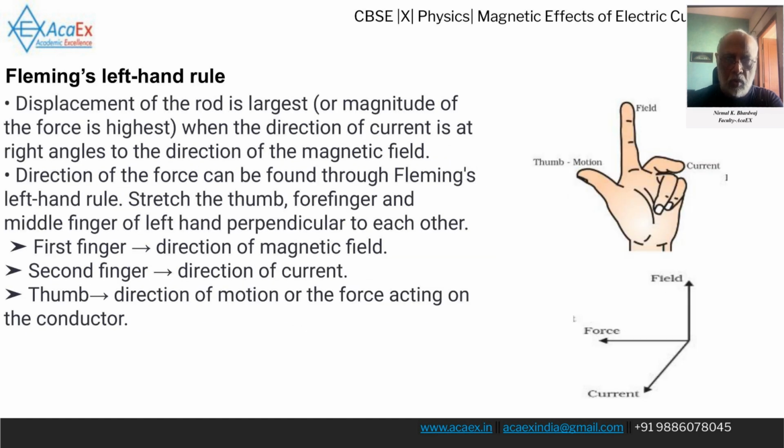Fleming's left-hand rule. Fleming's left-hand rule is used to find the direction of the force on a current-carrying conductor in a magnetic field. To apply the rule, stretch the thumb, forefinger, and middle finger of your left hand so they are perpendicular to each other. The forefinger points in the direction of the magnetic field. The middle finger points in the direction of the current. The thumb will then point in the direction of the motion or force on the conductor. The force is strongest when the current is at a right angle to the magnetic field.